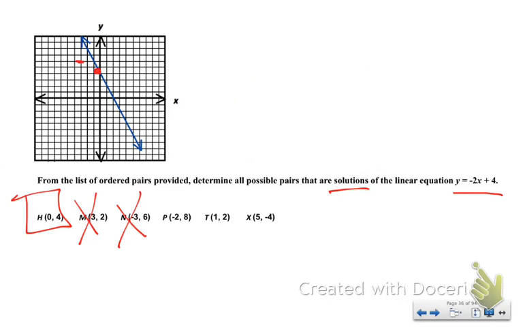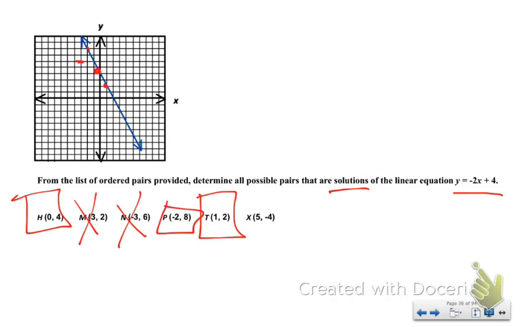Negative 2, 8 does fall on the line, and again, I could double check. Negative 2 times negative 2 is positive 4. 4 plus 4 is 8. (1, 2) is right there. Negative 2 times 1 is negative 2, plus 4 is 2. That one works as well.